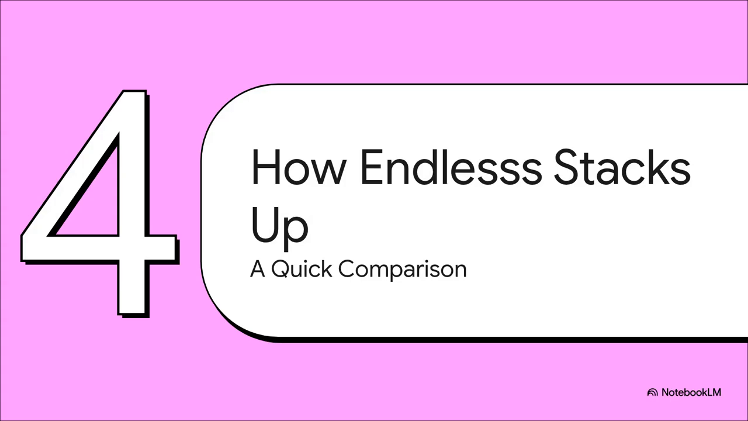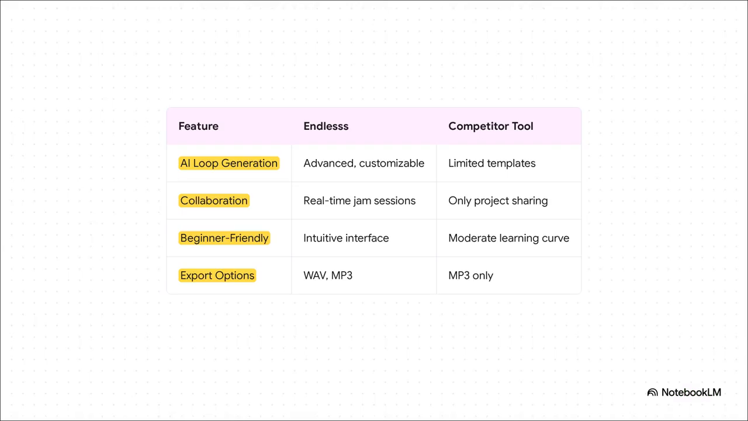Okay, so the features sound pretty compelling. But how does Endless actually stack up against other tools out there? It's a fair question. Let's do a quick comparison. So if we put them side by side, you start to see some key differences. A lot of competitors kind of rely on templates, right? Endless gives you way more advanced, customizable control. But the biggest difference, hands down, is the collaboration. Sharing a project file is one thing, but jamming in real time, that's a whole other level. You add in the fact that you can export in high-quality WAV for pro work, and you can see how it really carves out its own little niche.